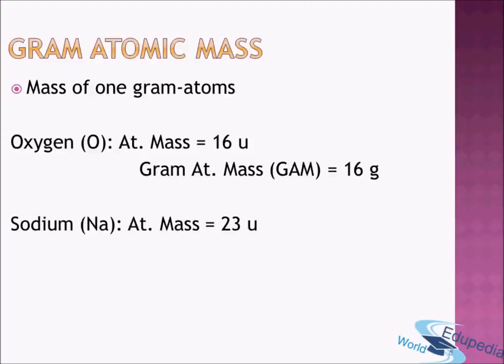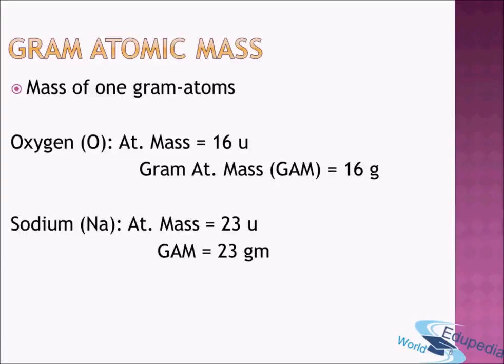You don't necessarily have to remember this. It will be given in the questions, or it is present at the back of your textbooks or even on websites on the internet. So sodium atomic mass is 23 U and gram atomic mass then will be 23 gram. The difference between atomic mass and gram atomic mass is the number of atoms.